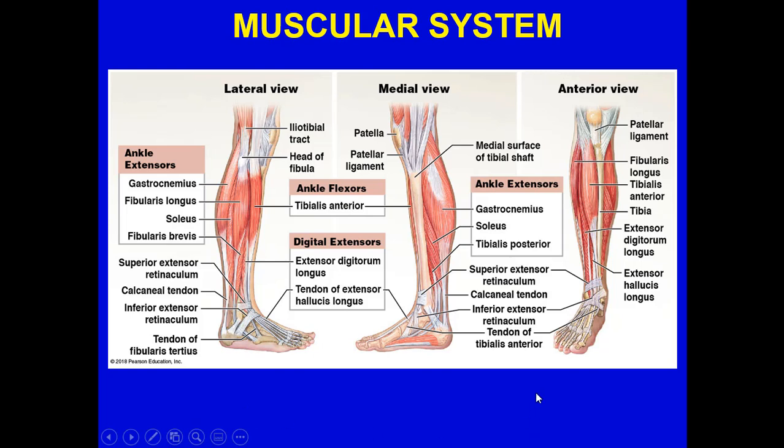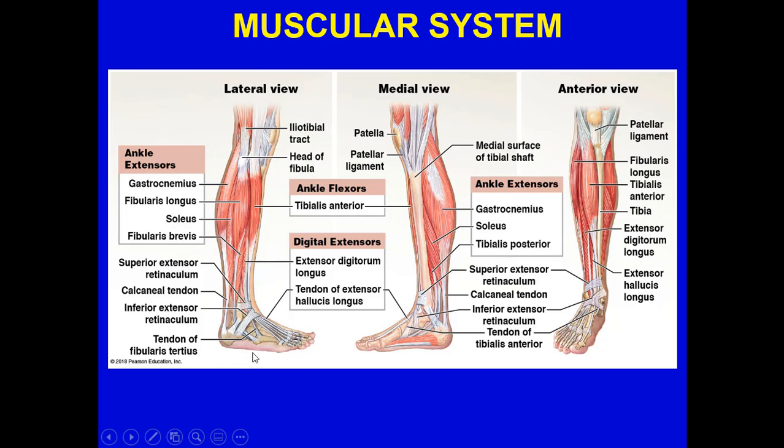Now, you have lateral view, medial view, anterior view. Ankle extensors: the gastrocnemius, the fibularis longus, the soleus is between them. The fibularis brevis is on the side here. This is our superior extensor retinaculum, so the tendons will come down through here and get rerouted. Underneath this is the inferior extensor retinaculum.